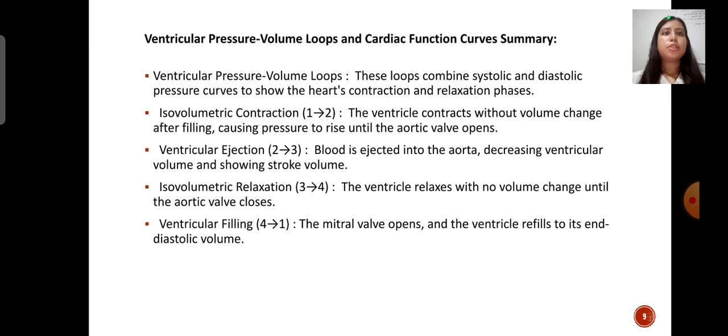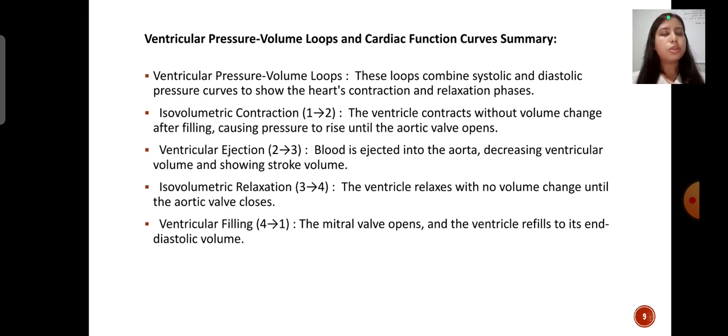Basically, the ventricular pressure-volume loops combine systolic and diastolic pressure curves to show the heart's contraction and relaxation phases. The isovolumetric contraction is the ventricle contracting without volume change after filling, causing the pressure to rise until the aortic valve opens and ventricular ejection happens. The blood is ejected into the aorta, decreasing the ventricular volume and showing stroke volume.